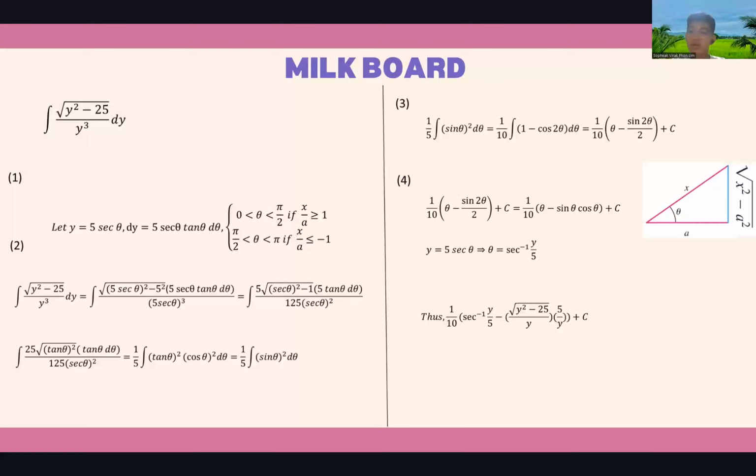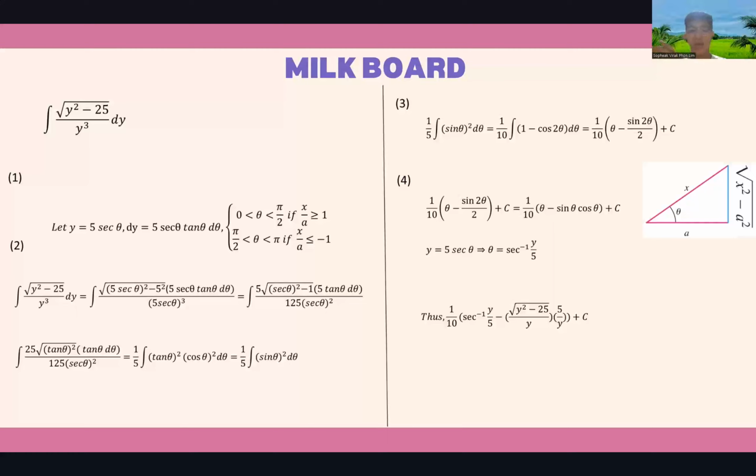theta squared d theta. And the third step, we have to evaluate this integral, which is in trigonometric form, and we cannot leave sine theta to the power of 2 d theta as is, so we have to use the formula sine theta squared equals 1 minus cosine 2 theta over 2. And after the integral, we have the final answer of the third step, which equals 1 over 10 of theta minus sine 2 theta over 2 plus c.